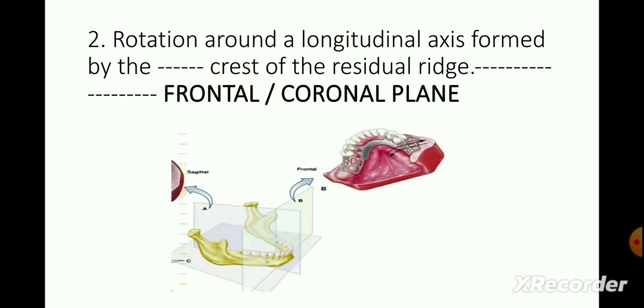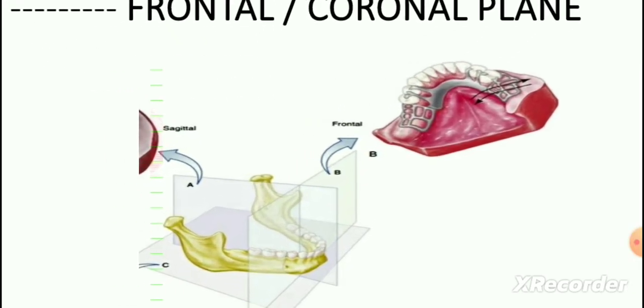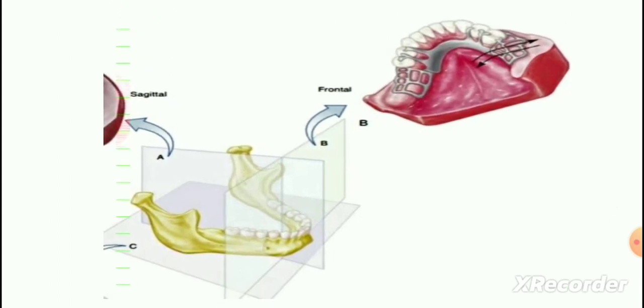The second is in the frontal plane or coronal plane. Here number B is the coronal or frontal plane. This is the frontal plane. And the movement in the frontal plane occurs in the longitudinal axis. Rotation around a longitudinal axis formed by the crest of the residual ridge. This is the crest of the residual ridge.